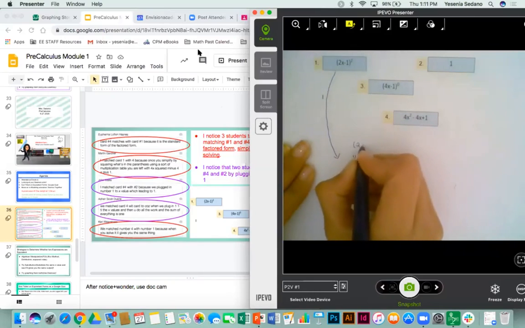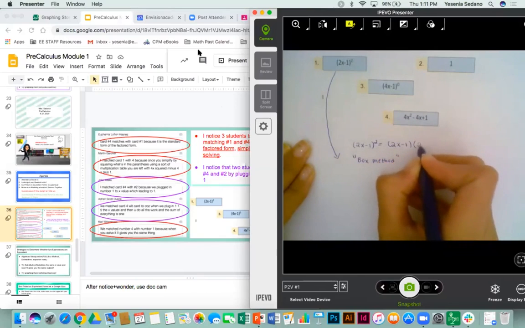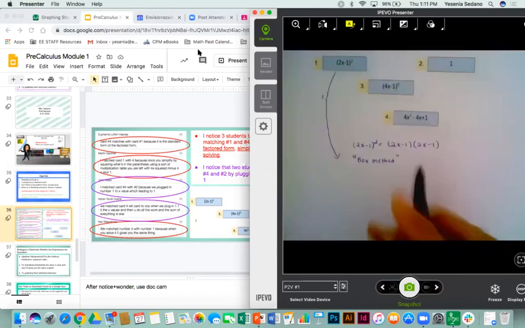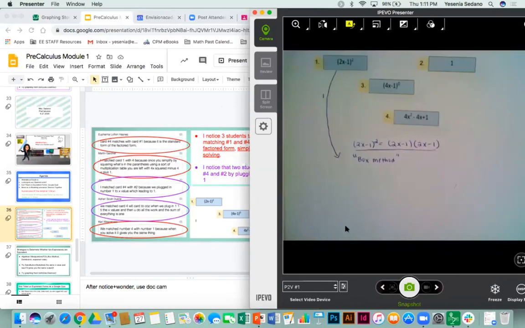And what I mean by that is this right here. You want to rewrite it to this, because that's what it means. It means multiply 2x minus 1 by itself. So first, rewrite. And then we're going to go ahead and do the box method.